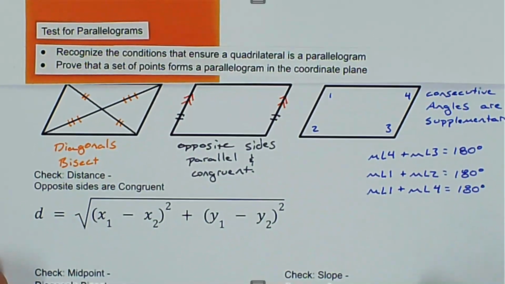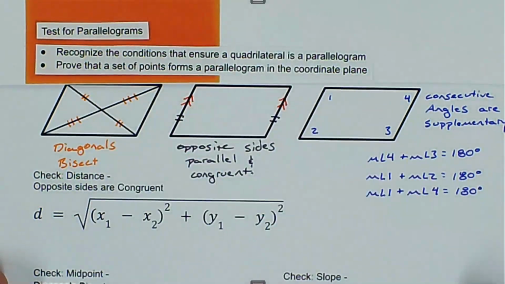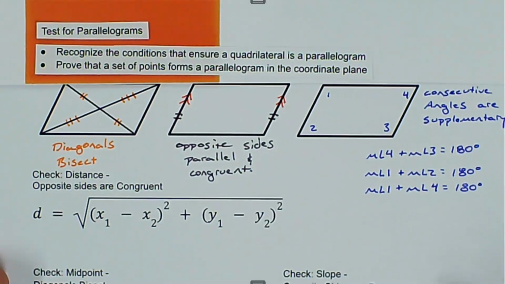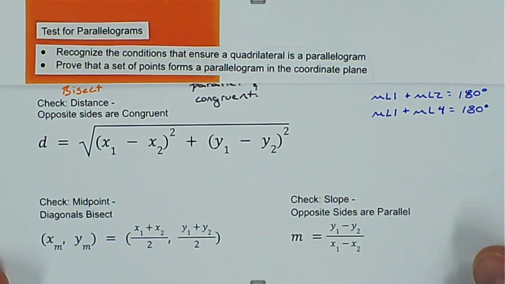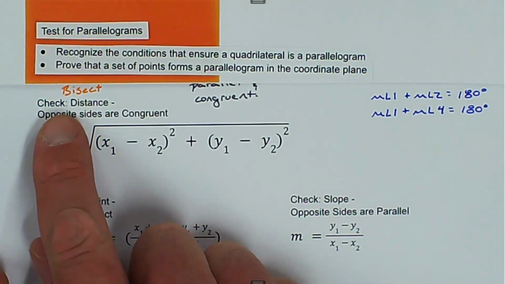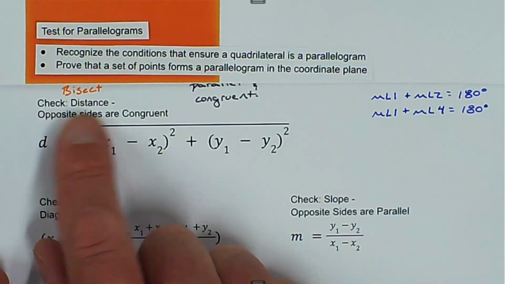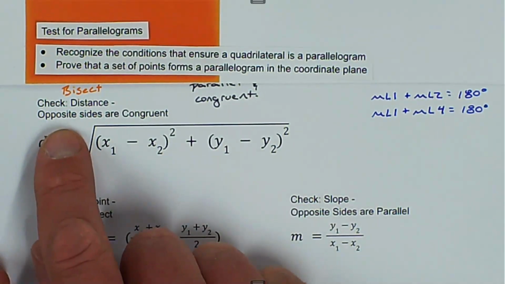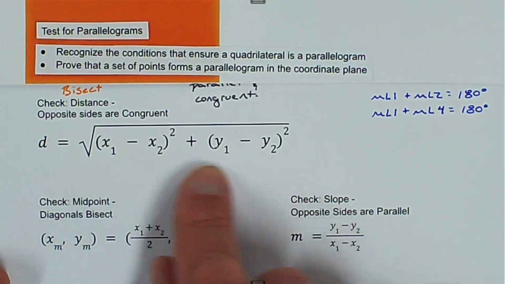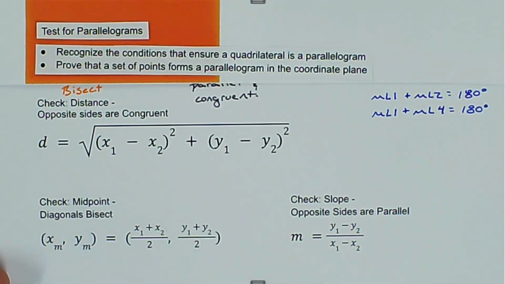In order for that to happen, we'd have to prove one of those 6 conditions true, but we would have to prove it using these formulas. So we could use the distance formula, which is right here, and that would show us that opposite sides are congruent, and we'd have to check multiple distances.